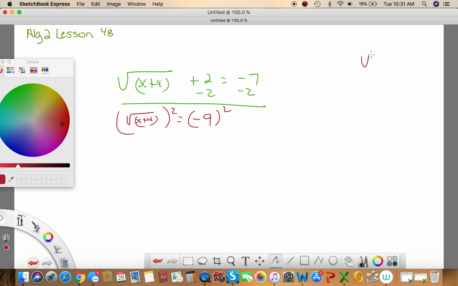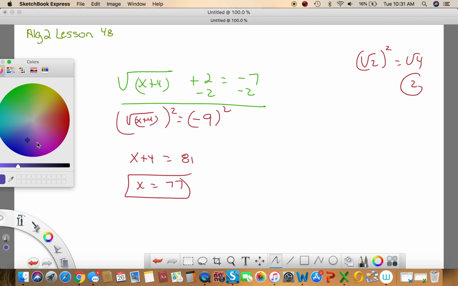Just like if I had the square root of 2, to get rid of the radical I would square it, and I would get the square root of 4, which is simply 2. Right? So then I get x plus 4 equals, remember this whole thing is squared, so that becomes 81. I subtract 4, so x equals 77.